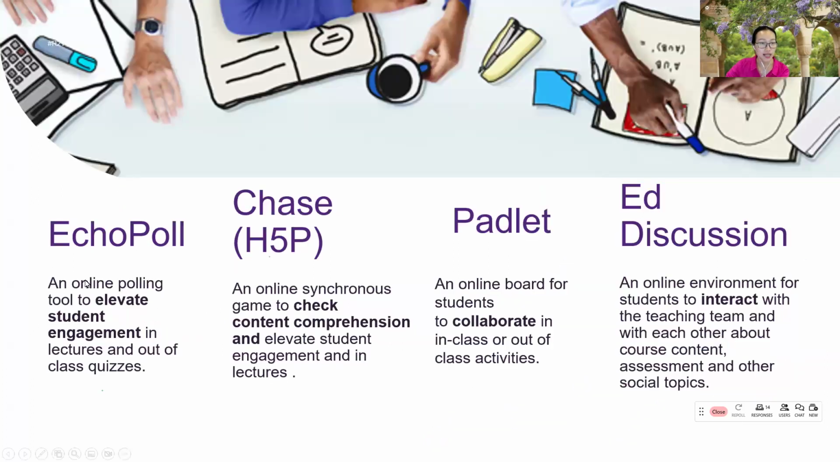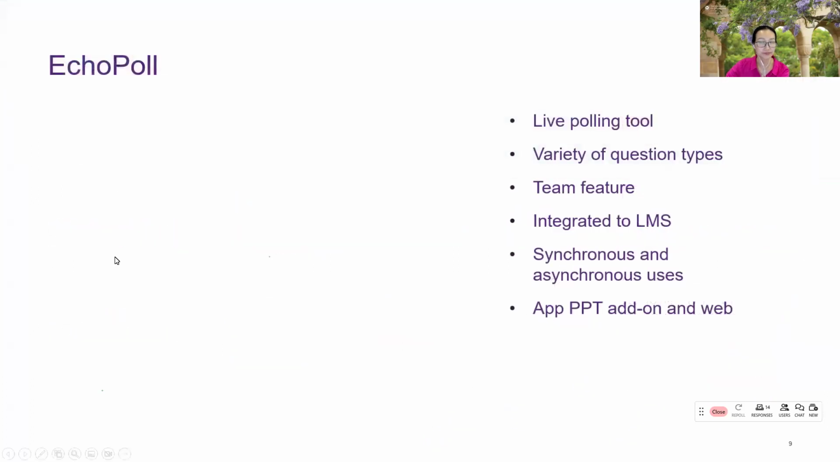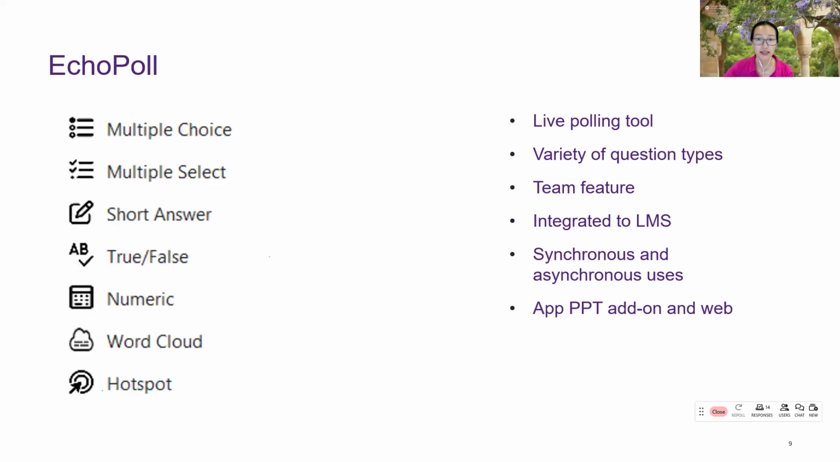So now I will start with Echo Poll. So Echo Poll is the live polling tool. As you have seen, I have used that to run a few sample questions. And it has a variety of question types, as you can see on the list. It has the team features, which I will show you after this slide. And then it can be integrated to the LMS.